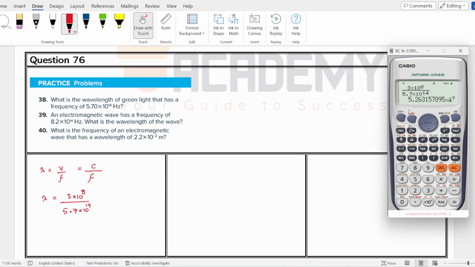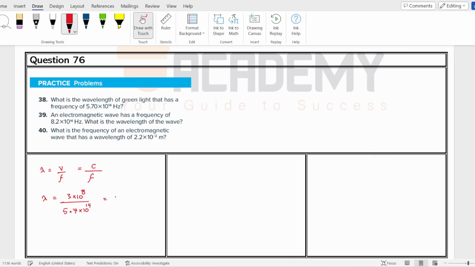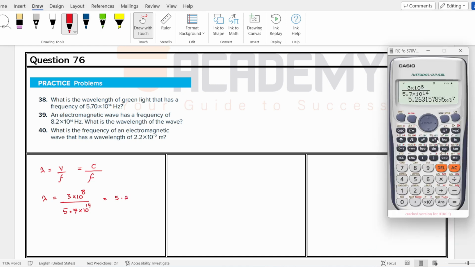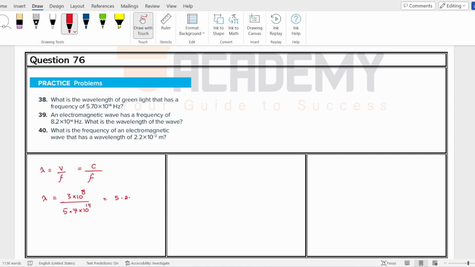Here the answer is around 5.26 times 10 to the power negative 7. Let me double check. Yes, this is correct. 5.26 times 10 to the power negative 7. Again, the unit of measurement of the wavelength is meters. Let's go to question 39.